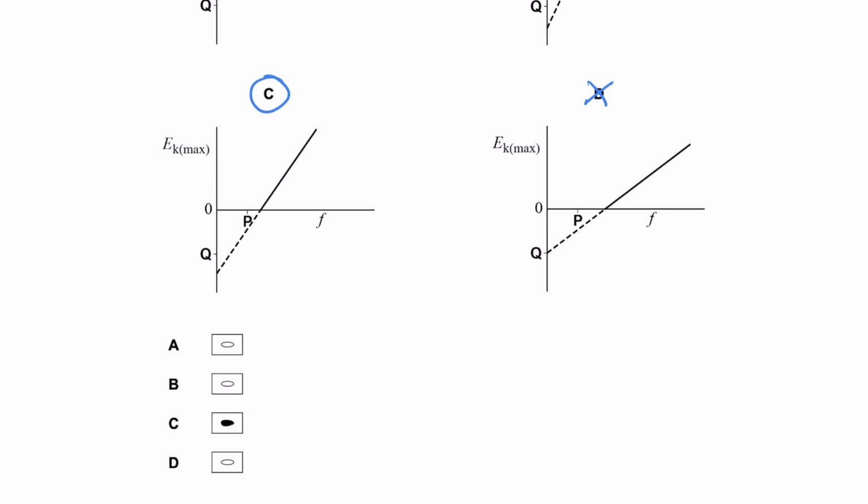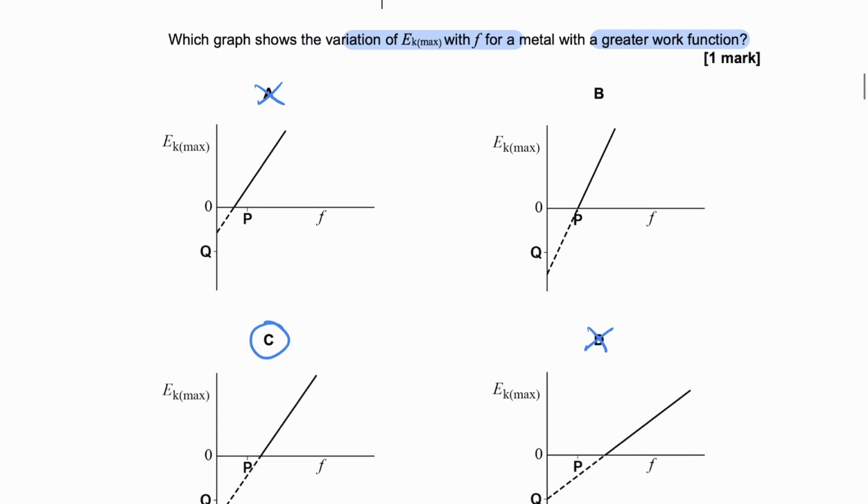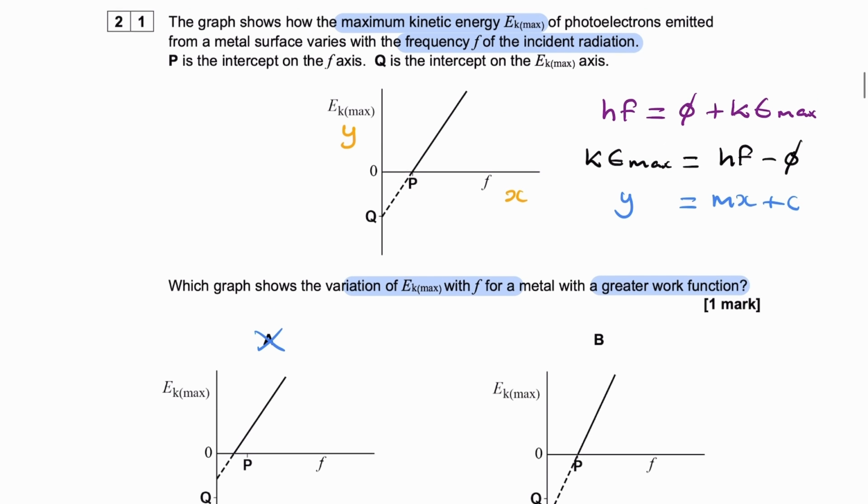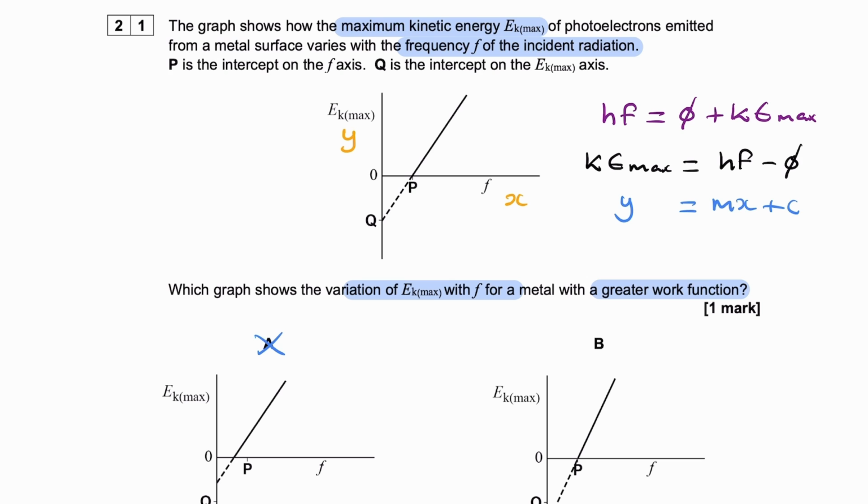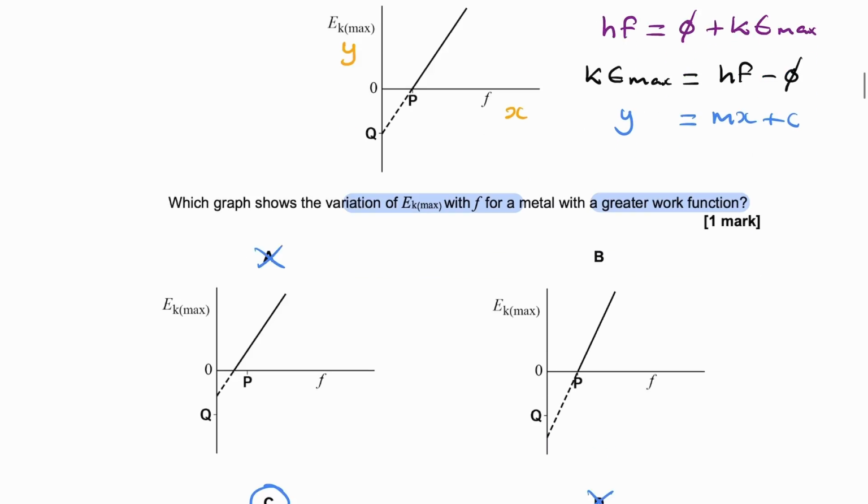What does the x-intercept represent? The x-intercept represents the threshold frequency. It is the lowest frequency that can cause the emission of electrons from the metal surface. If you increase the work function, the photons need to have a higher energy to liberate electrons from the metal surface, and therefore the threshold frequency should increase, so the x-intercept should increase. That also agrees with option C.